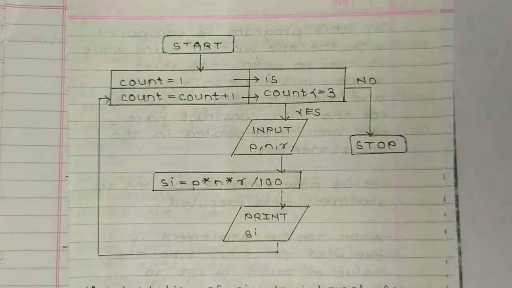If count is less than or equal to 3 is no, then we stop the program. If it is yes, then we take input P and R. Then the arrow points towards the simple interest formula, SI is equal to P star N star R divided by 100. Now we print simple interest SI, and then again go to count is equal to count plus 1. Again we check whether count is less than or equal to 3, and again we calculate and print simple interest. If it is not less than or equal to 3, then we stop the program.